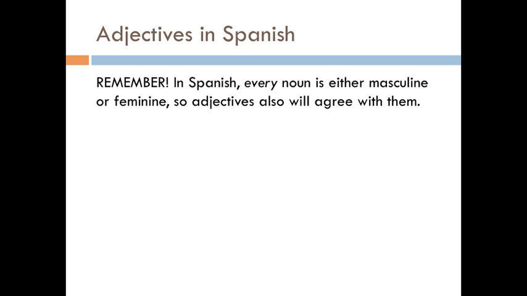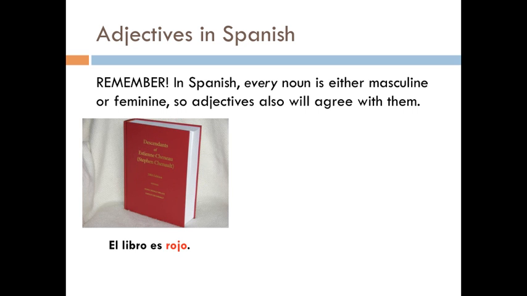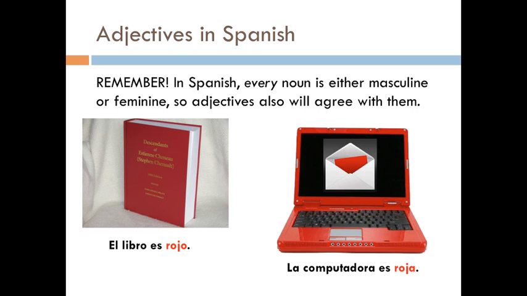So remember, however, that in Spanish every noun is either masculine or feminine. Not just people, but every noun. We talked about that in the previous lesson. So adjectives are also going to agree with them. For example, we're talking about the color of the book. El libro es rojo. Libro is a masculine noun, so we'll say el libro es rojo. We're talking about the color of a computer, however. The word for computer in Spanish is feminine. La computadora es roja. Rojo, roja.